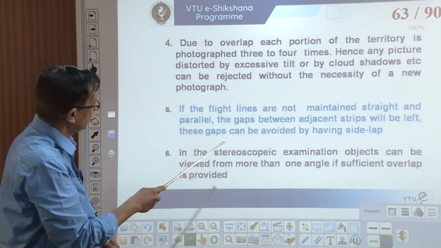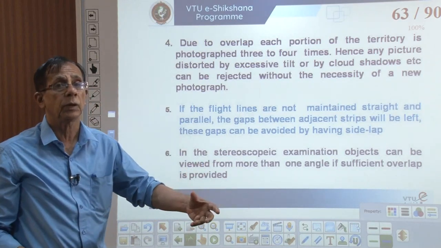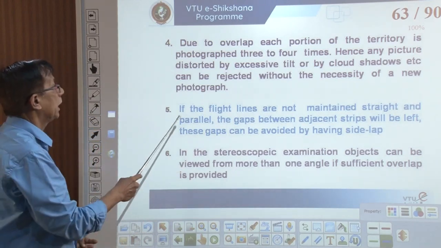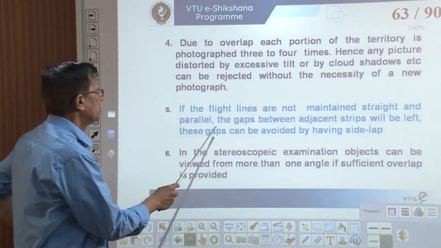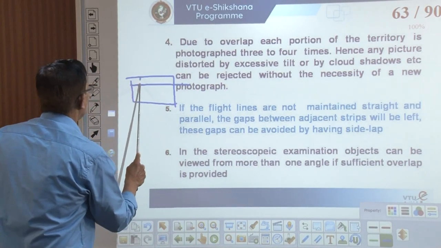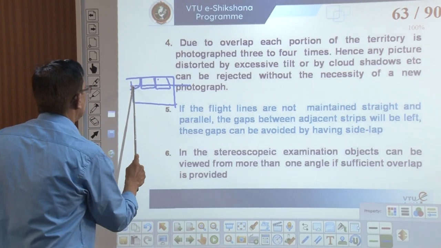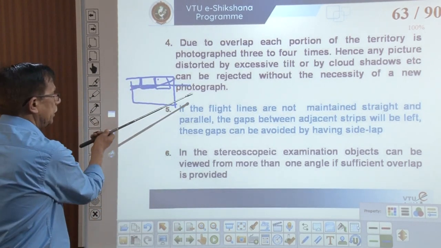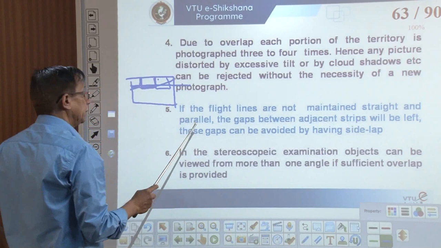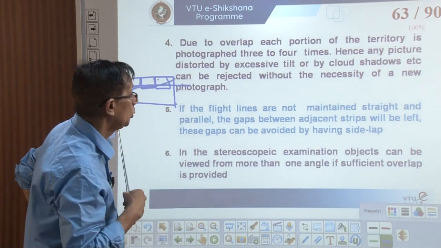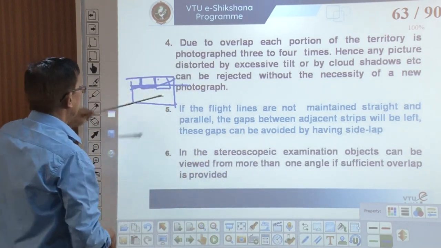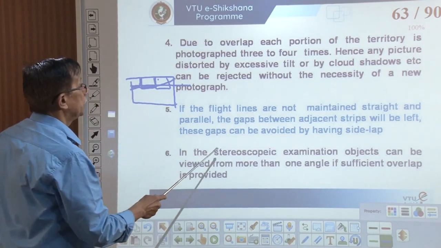So, due to tilt or cloud cover, if one or the other part of the photograph is not captured, I can discard that and I have one more photograph where chances are higher that I do not miss out. Our objective is to maintain the flight line straight. But if the flight line is deviated due to wind effect, which we call drift, then it is not possible to maintain it, and we may miss out that area. Therefore, to prevent such loss, the gap between adjacent strips is covered by side lap. So this is very important.